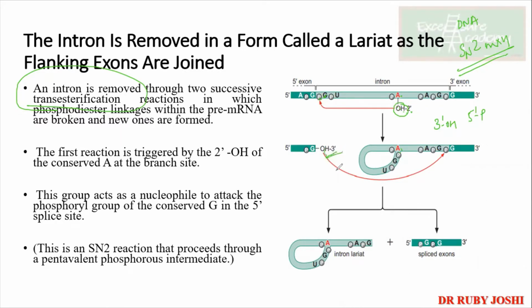This will go and attack at this phosphate. So there is a breaking of the phosphodiester bond and formation of another phosphodiester bond. Okay. So as a result, okay, after these two trans-esterification reactions, what I'm going to get is this gets free from here. So this is your intron lariat, and this is your spliced exons, which is ready. Clear?